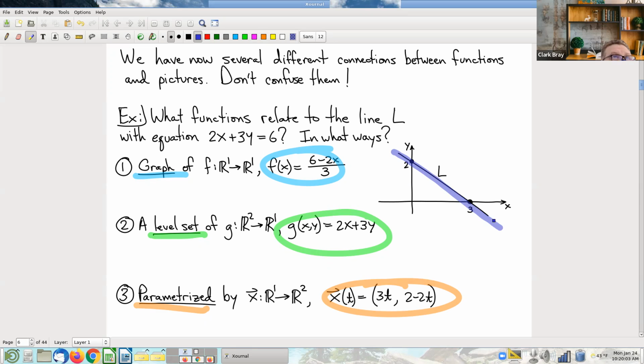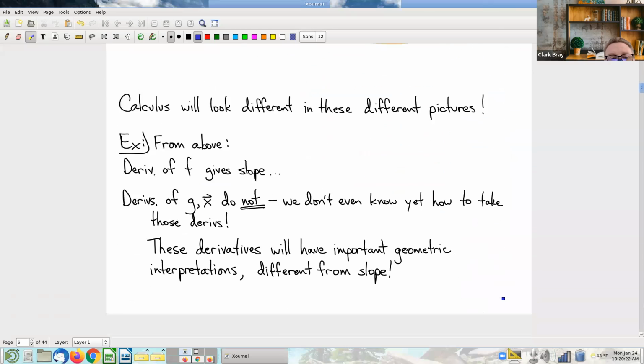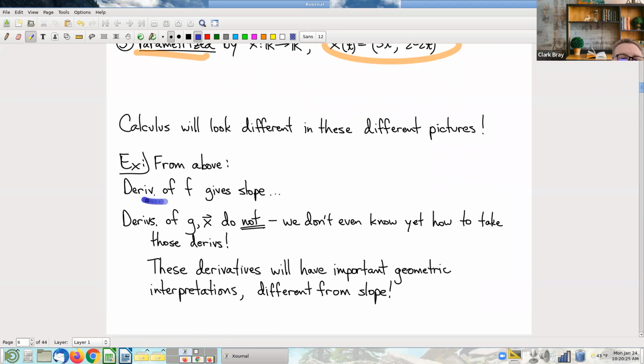So when it comes time to do some calculus and take some derivatives or what have you, you've got to make sure that you're looking at the correct function to do the calculus with. And if you do the right calculus with the wrong function, you're going to get wildly wrong answers. If you want to know the slope of that line, you take the derivative. But the derivative of what? You take the derivative of the function whose graph you're looking at, because derivative equals slope is the calculus of graphs. And it is absolutely not the calculus of level sets.